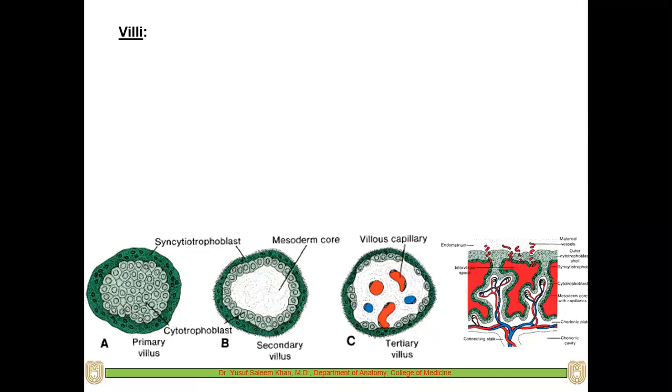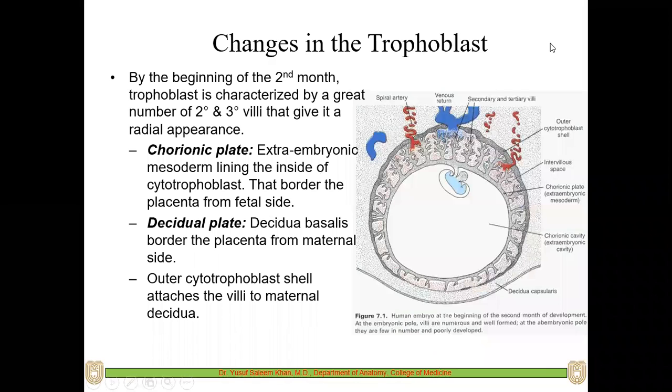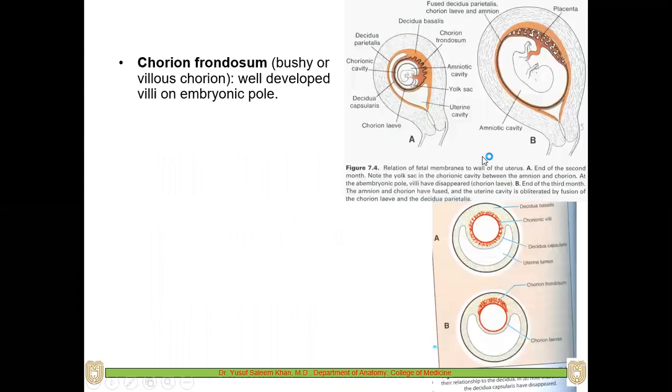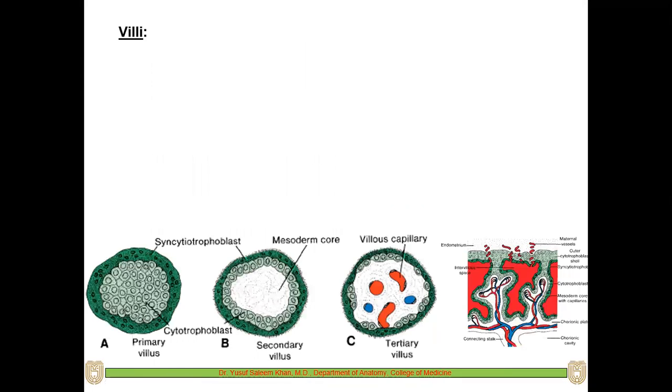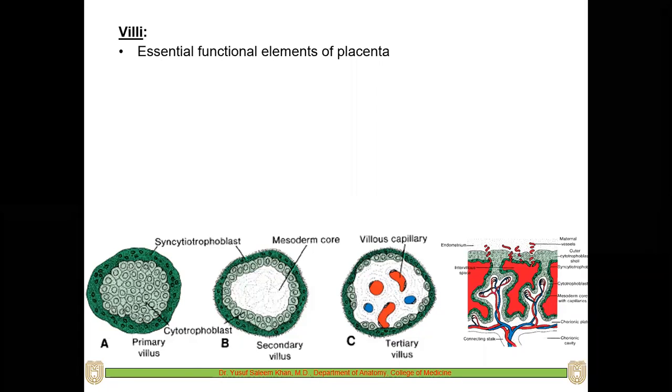Now coming to the villi. We have seen these finger-like projections, which are called villi. Now we are talking about these villi and how they develop. Villi are essential functional elements of the placenta. So these are the most important structures. These are the well-developed villi, the functional elements.